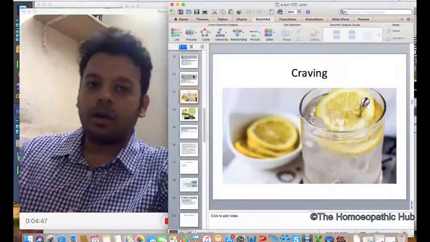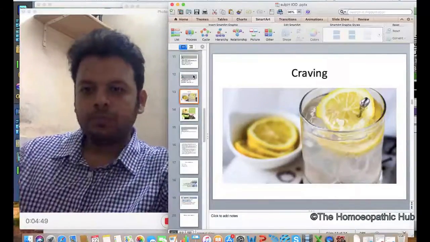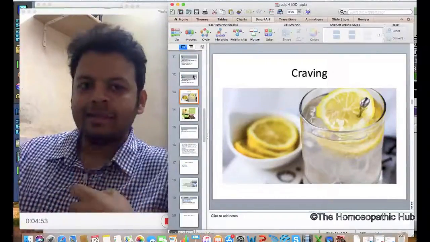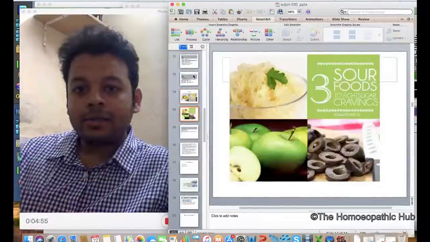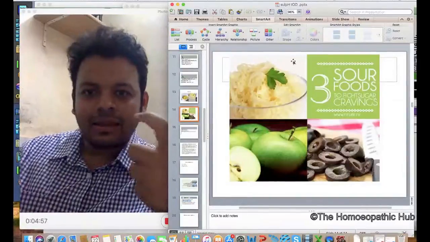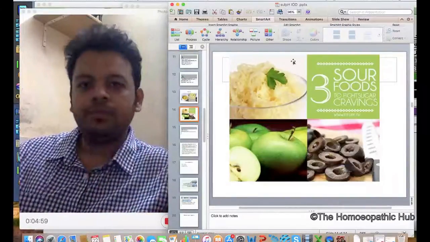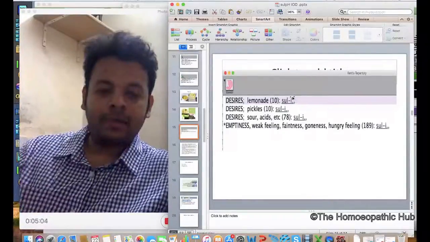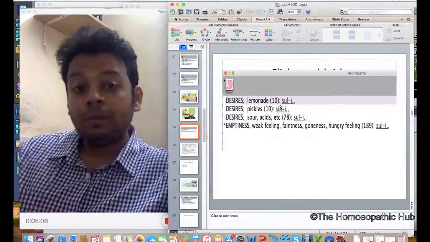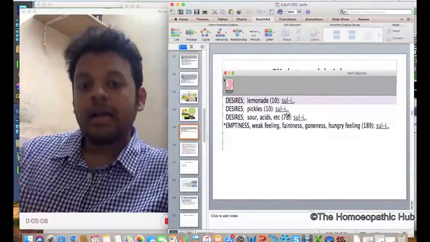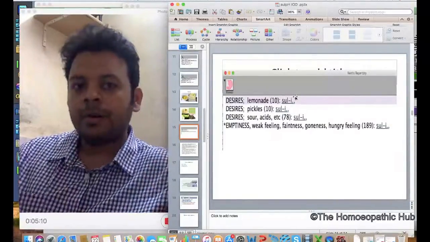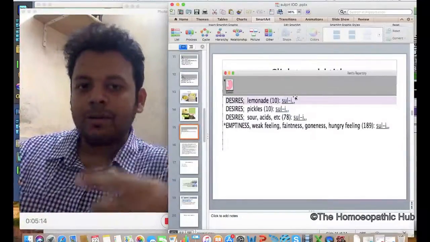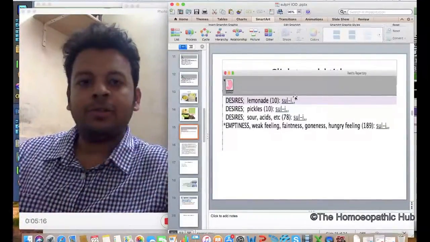Then we come to cravings and aversions. Sulfur iode has the maximum craving for lemonade, the topmost, and especially craving for sour, khatta, sour food. And in Kent repertory, you will see sulfur iode in lemonade desire. Even in pickles desire, in sour acid desire, you will see sulfur iode is the main remedy. This kind of small remedy in Kent repertory with high marks gives me a very good idea about sulfur iode.